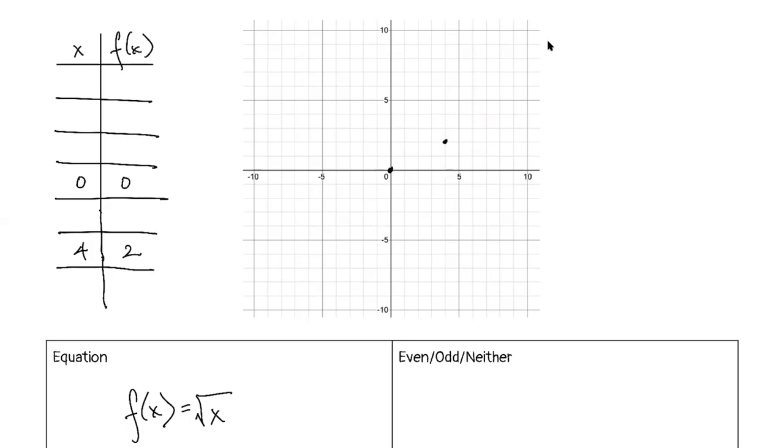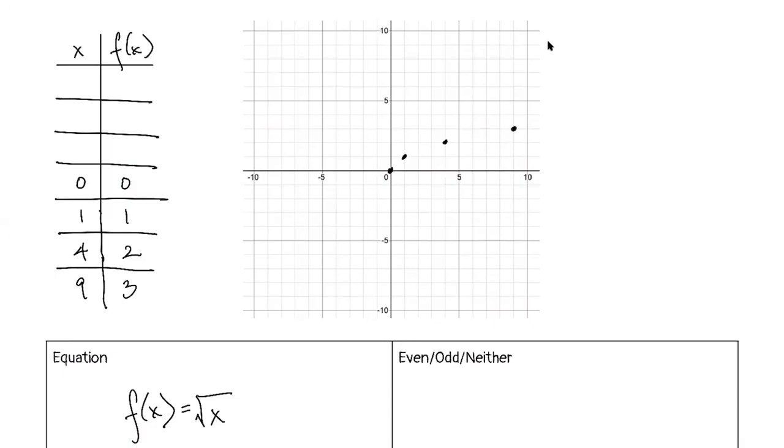No, sorry if I wasn't clear. What other numbers could I put in so that the number I get out is a nice number? 9. All right, 9. I plug in 9, I get 3. Good. Okay. What else would be a nice number to plug in? 1. Yeah, when I plug in 1, I get 1.